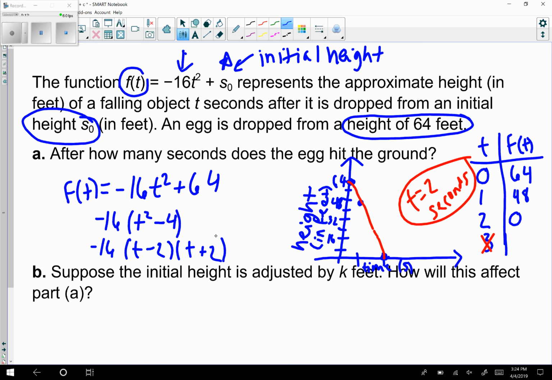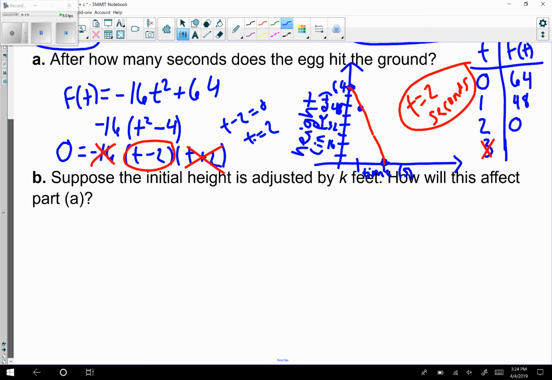Okay, so if you guys notice, remember that zero product property, right? We want this to equal 0. We want this to hit the ground. If I take each of these 3 pieces and set it equal to 0, right? t plus 2 equals 0. That's going to give me negative 2. So that's not going to work. Negative 16 doesn't equal 0 at all. So if I take t minus 2 and I set it equal to 0, t is going to just give me 2 seconds. Okay, so again, like I said, there's just 2 methods to do it.